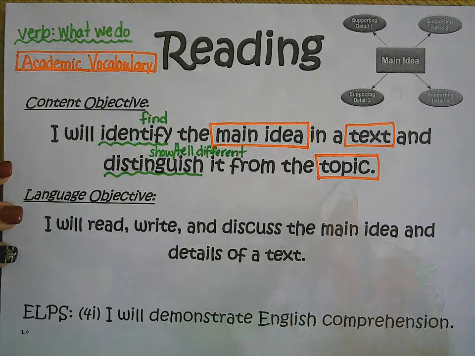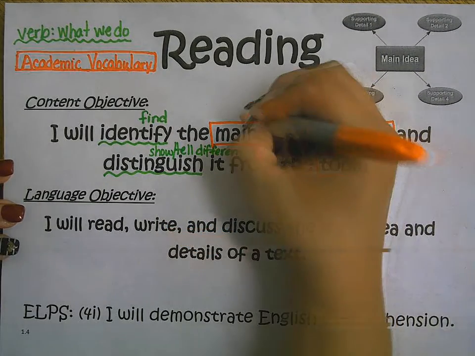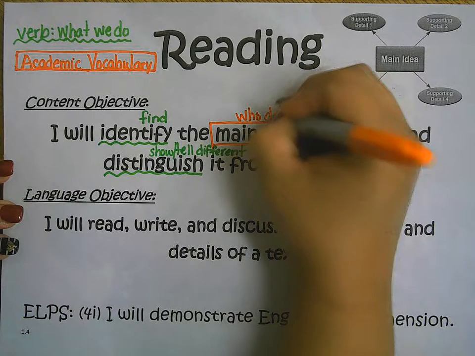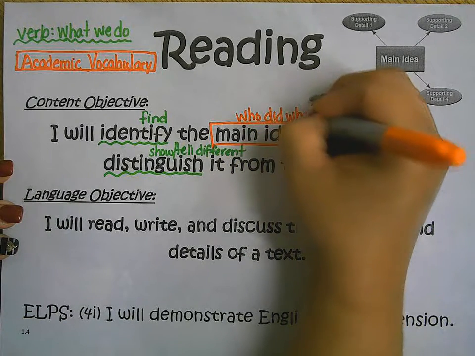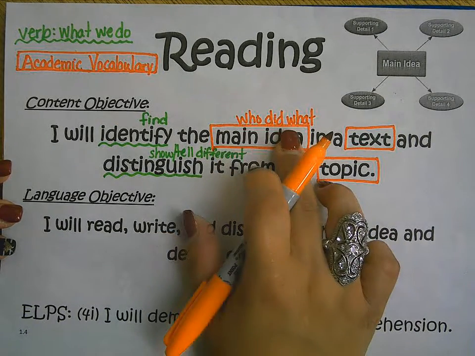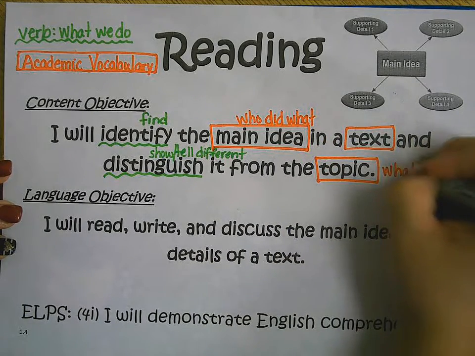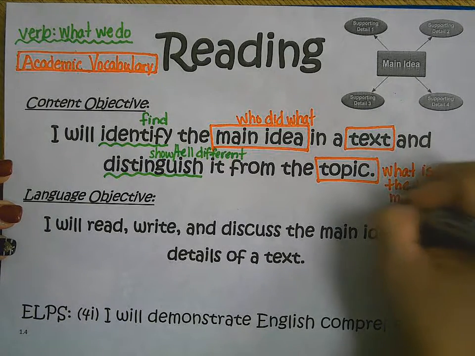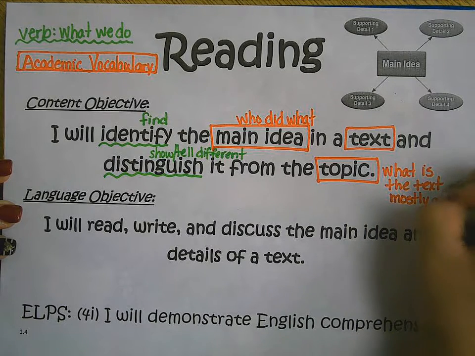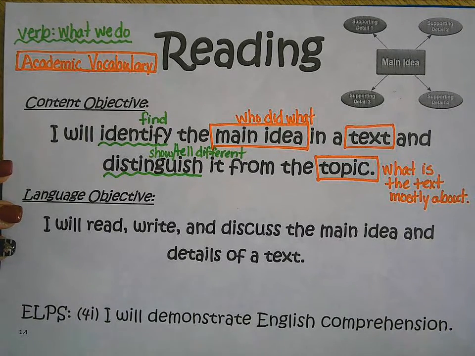from the topic. Okay, so your main idea is a who did what. That's pretty much what a main idea is. The main idea is the main who and the main what they did. The topic is what it's all about. What is the text mostly about? Okay? Anybody have any questions on the word identify or distinguish?